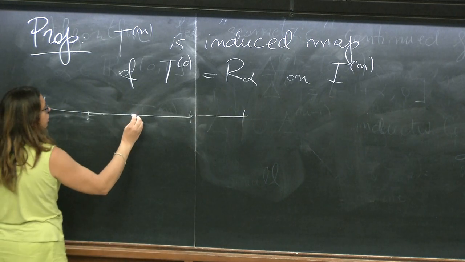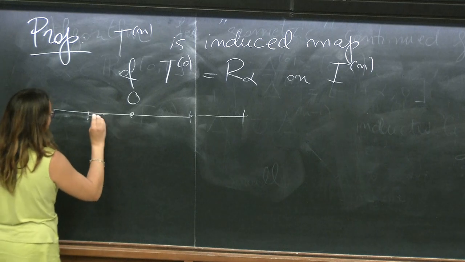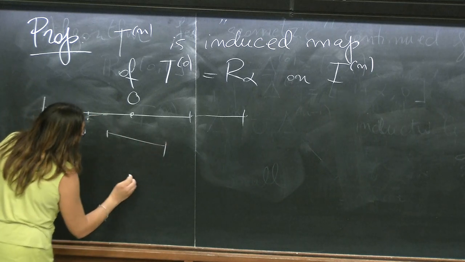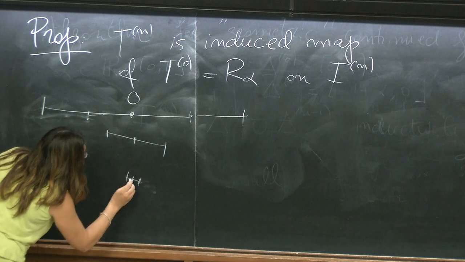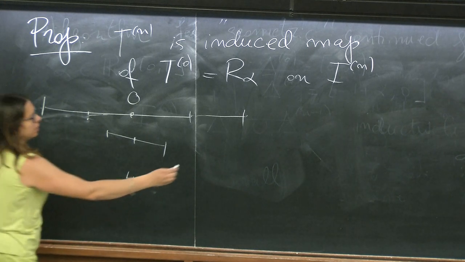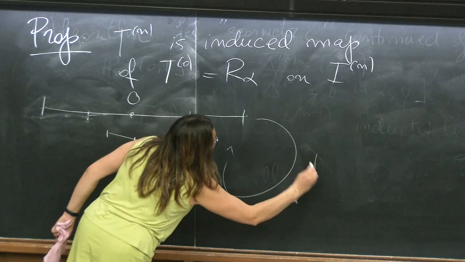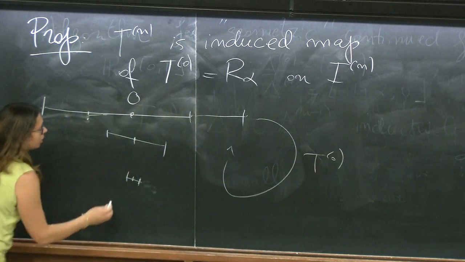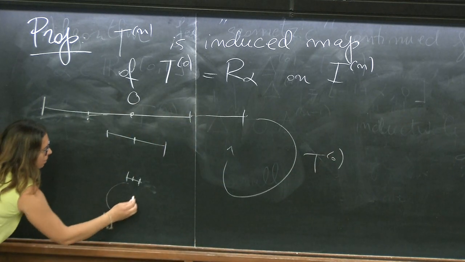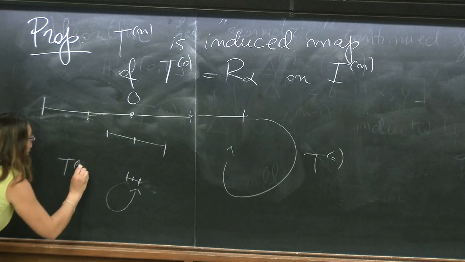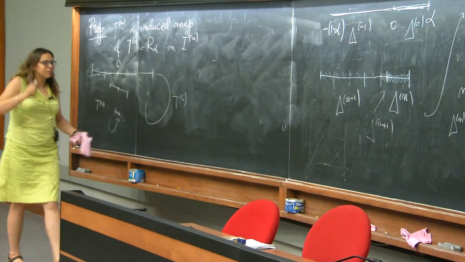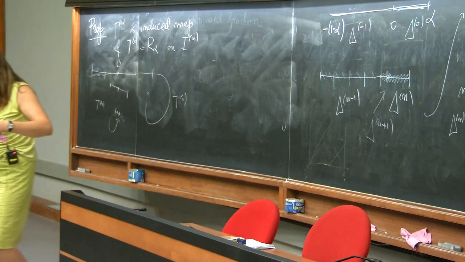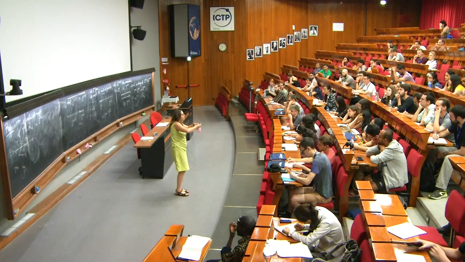If you want, I have my original rotation, and then I have a sequence of nested intervals, which are becoming smaller and smaller, and containing zero. And so if I induce my original map on this small interval, what I see is this Tn, okay? And now, this is this idea of zooming. So I'm zooming on smaller and smaller scales.